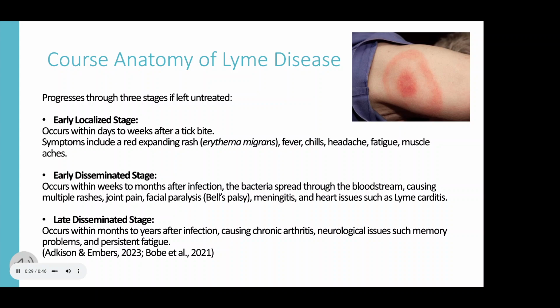The early disseminated stage can develop weeks to months after infection, causing multiple rashes, joint pain, facial paralysis, meningitis, and heart problems. And then the late disseminated stage occurs months to years later and can lead to chronic arthritis and neurological complications.